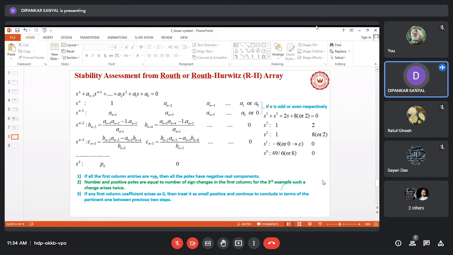How the Routh array is used for the assessment of the stability, I believe it is clear at this stage. In the PDF portion that we will give, a few more examples will be given, but I believe this particular example that I have discussed here is good enough to establish how these rules are used for the assessment of the stability.